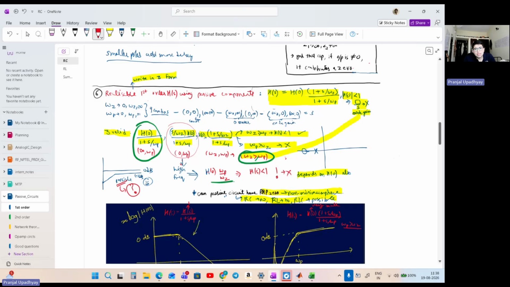Let us discuss what will happen for this transfer function when s tends to infinity. When s tends to infinity, the transfer function will look like h of 0 times omega p by omega z. That is the value of this transfer function at infinite frequency. Let us assume that h of 0 is 1. So this means that at infinite frequency, this transfer function will be less than 1 only when the zero frequency is more than the pole frequency. So that is one condition that I have established over here.